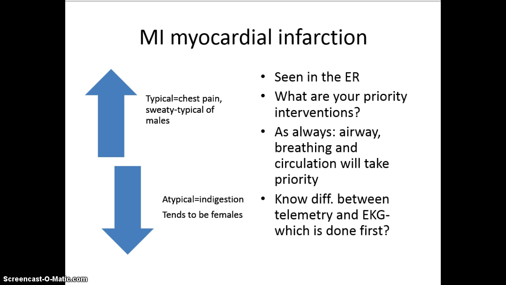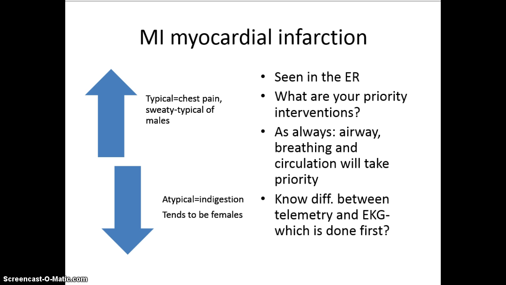The MI or myocardial infarction, the typical person might have chest pain. The atypical is going to come in and they're going to tell you that they have indigestion or they've had the flu for several days. When they're seen in the ER, think of what your priority interventions are.